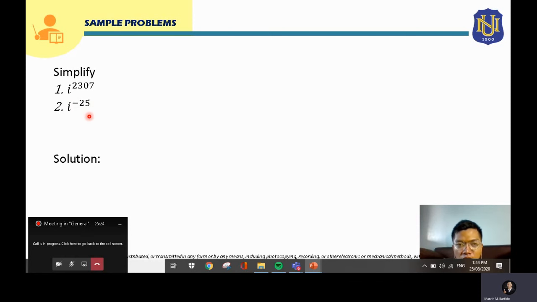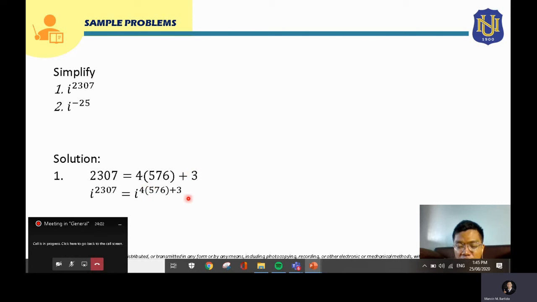To solve this, we just have to divide first the power of i, which is 2,307, by 4. If you divide that by 4, that will give you 576 point something, so it means that there's a remainder. 4 times 576 is actually 2,304. So there's a remainder of 3. From here, we can say that the exponent is equal to 4 times 576 plus 3.